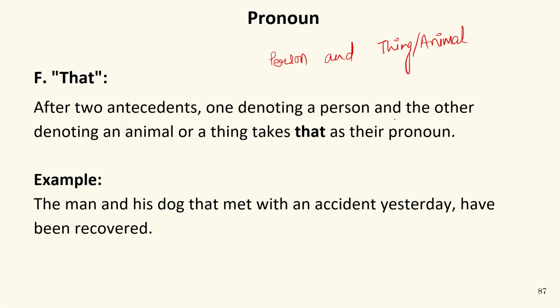Now in this combination, it can be vice versa, like thing and animal come first and then person. Now if we have person, then a conjunction and, then we have thing and animal, thing or animal. In this case, to relate these two things together, we use that and not who and which. The man and his dog. Here we have the man, that is a person, and then dog, that is animal. So the man and his dog that met with an accident yesterday have been recovered. Now we are using that over here and not which and who.